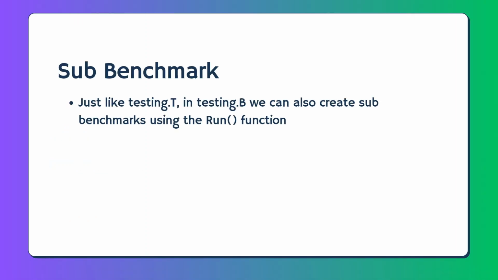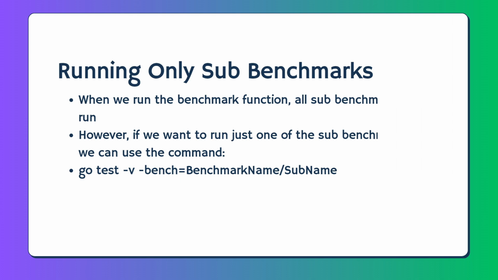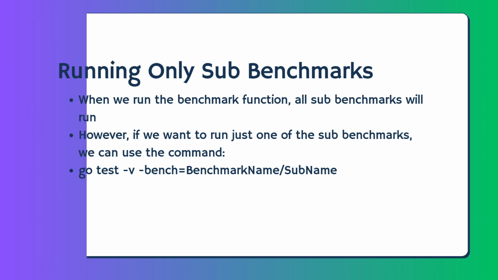Sub-benchmark. Just like testing.T, in testing.B we can also create sub-benchmarks using the Run function. When we run the benchmark function, all sub-benchmarks will run. However, if we want to run just one of the sub-benchmarks, we can use the command go test -v -bench=BenchmarkName/SubName.